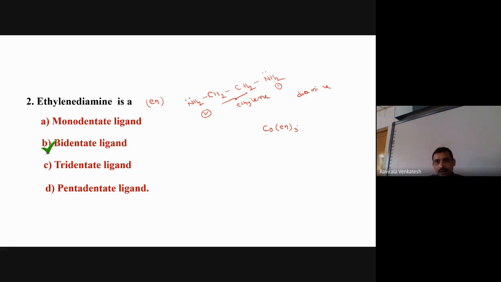Now, what is the coordination number of cobalt in this complex compound? Just now you told me ethylene diamine is a bidentate ligand. So one ethylene diamine has a denticity equal to 2. Now, how many are there? 3 are there. Each one has a denticity of 2, therefore the coordination number is equal to 6. This type of question you will also get in examination.